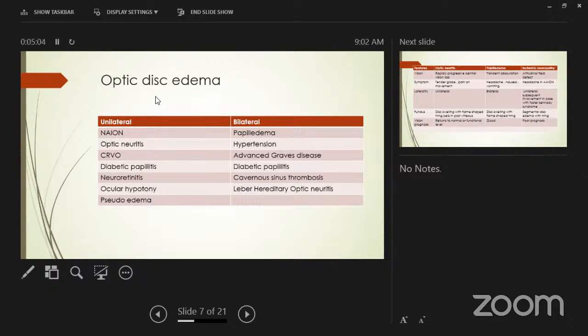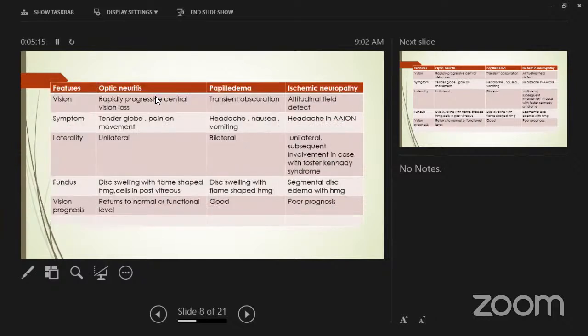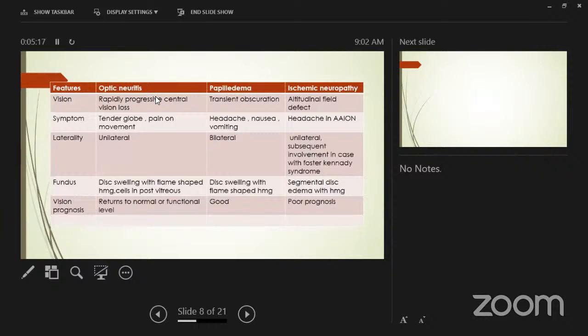The causes of bilateral optic disc edema are papilledema, hypertension, advanced Graves' disease, diabetic papillitis, cavernous sinus thrombosis, and Leber's hereditary optic neuropathy. We'll differentiate a few important features of optic neuritis, papilledema, and ischemic neuropathy, of which the first one is vision.